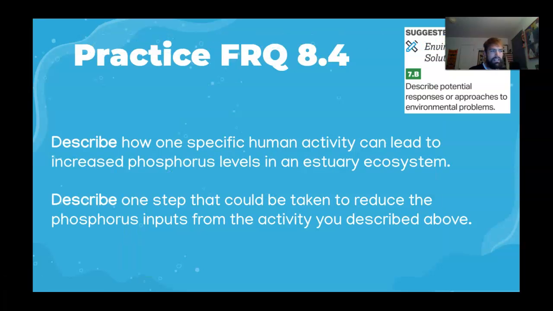All right, here's the practice FRQ, so practice writing this out. Describe how one specific human activity can lead to increased phosphorus levels in an estuary ecosystem, and describe one step that could be taken to reduce the phosphorus inputs from the activity you described above.